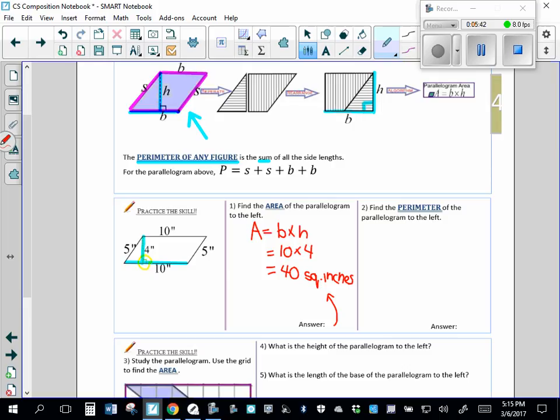But to find perimeter, my equation is going to be 2 times the base, which is 10, plus 2 times the side, which is 5. So that's 20 plus 10, and that's 30 inches.